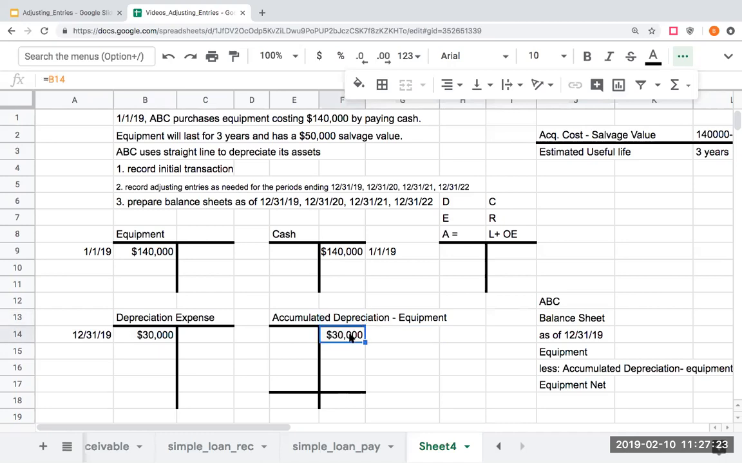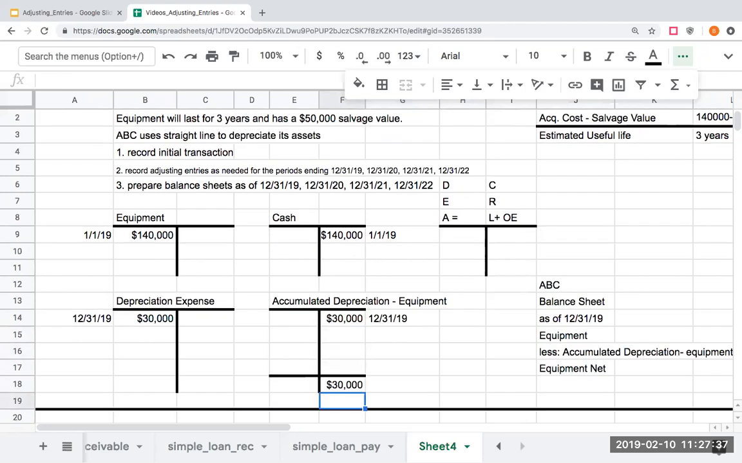And the reason is even after the equipment is fully depreciated, I still may be using it. So I need to keep it on my books. It'll show up as being fully depreciated, but there you go. So this is my entry as of 12/31/19. So my ending balance here is going to be $30,000.